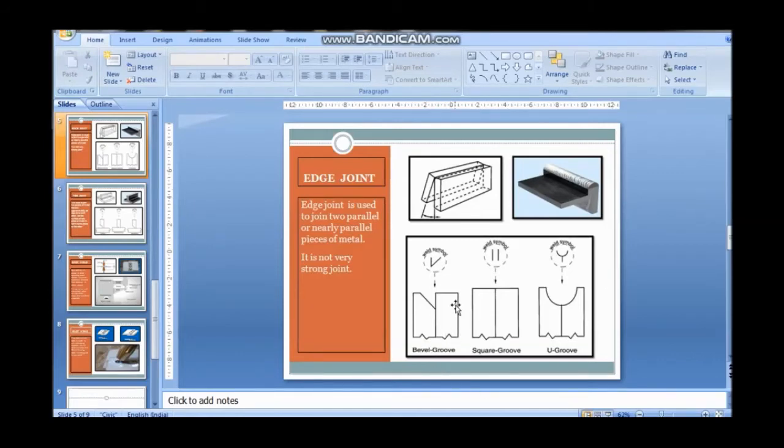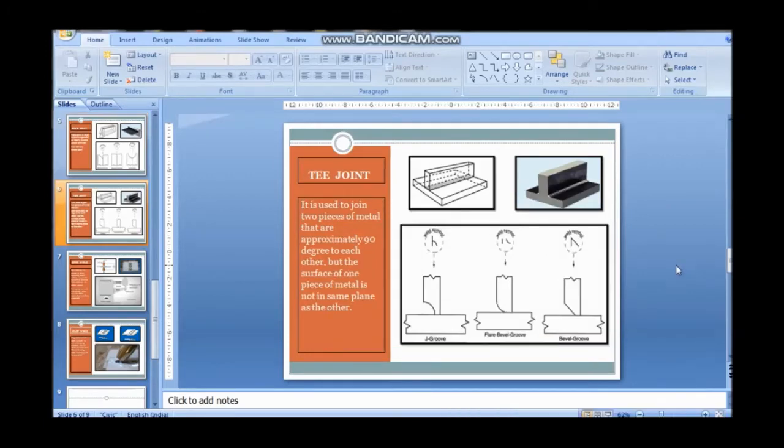And this is, you see, the bevel groove. Here one side has been beveled and the other has no bevel, so it is a square groove. Similarly, the U groove is used. This is the symbol of the U groove, and this is all about the edge joint.